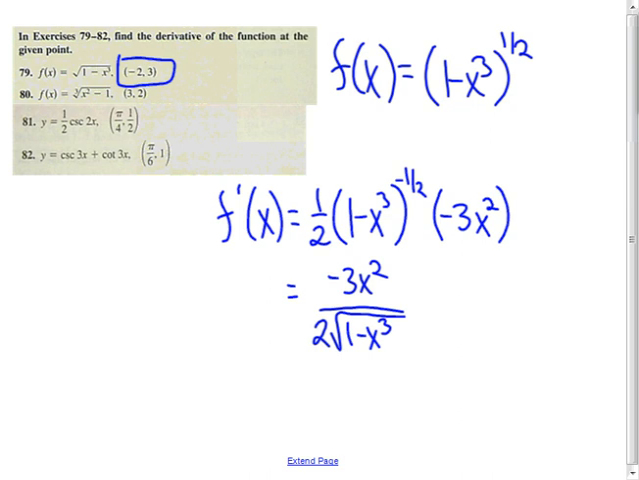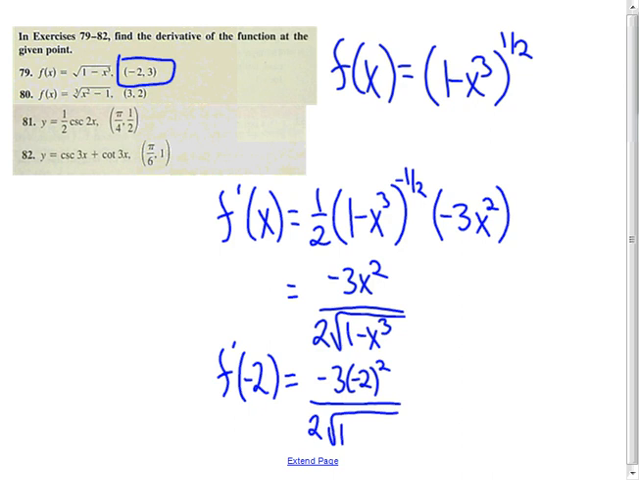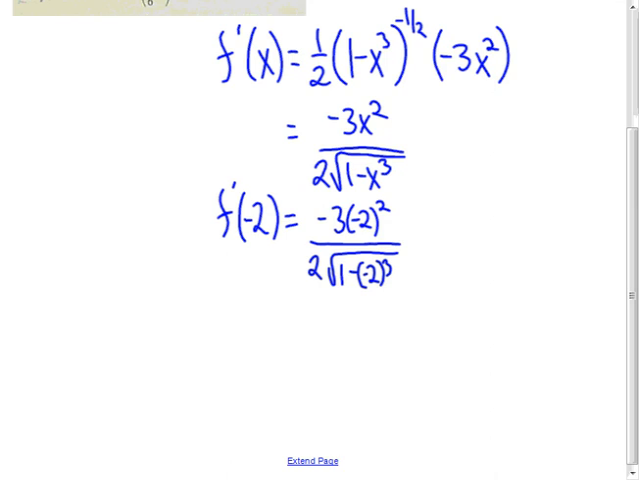All right, now I want to find out what is the value of that derivative at this point that has an x coordinate of negative 2. So we want to find the derivative at negative 2. All right, so I'm just going to plug negative 2 in for x into this derivative that we've just found. So I'm going to have negative 3 times negative 2 squared over 2 times the square root of 1 minus negative 2 cubed. Let's be real careful with our negative signs here.